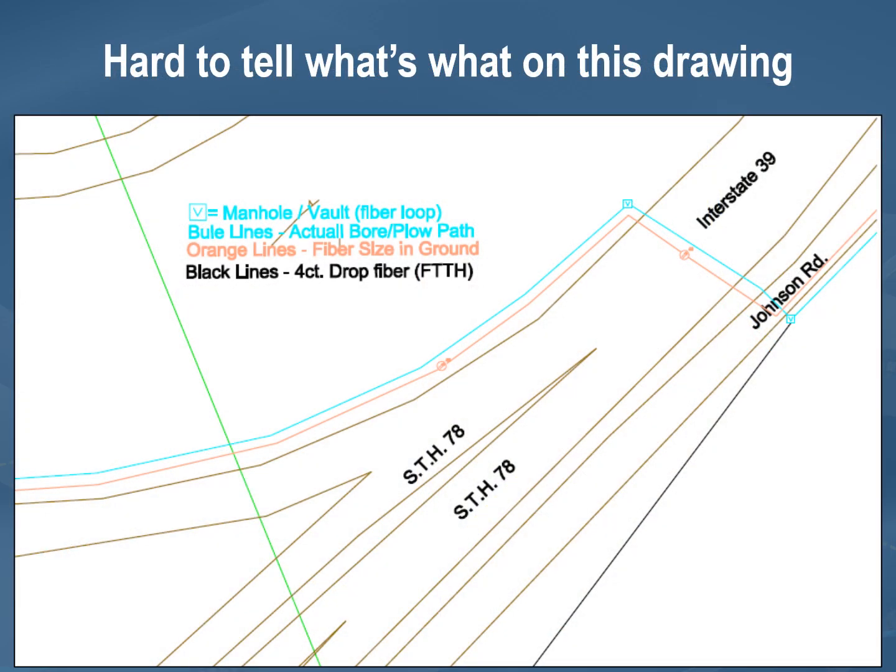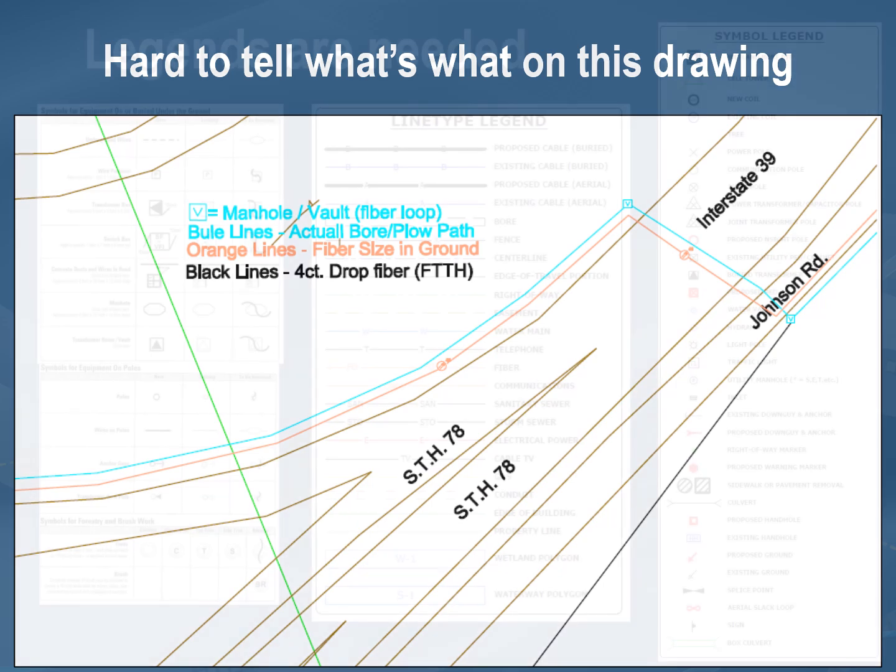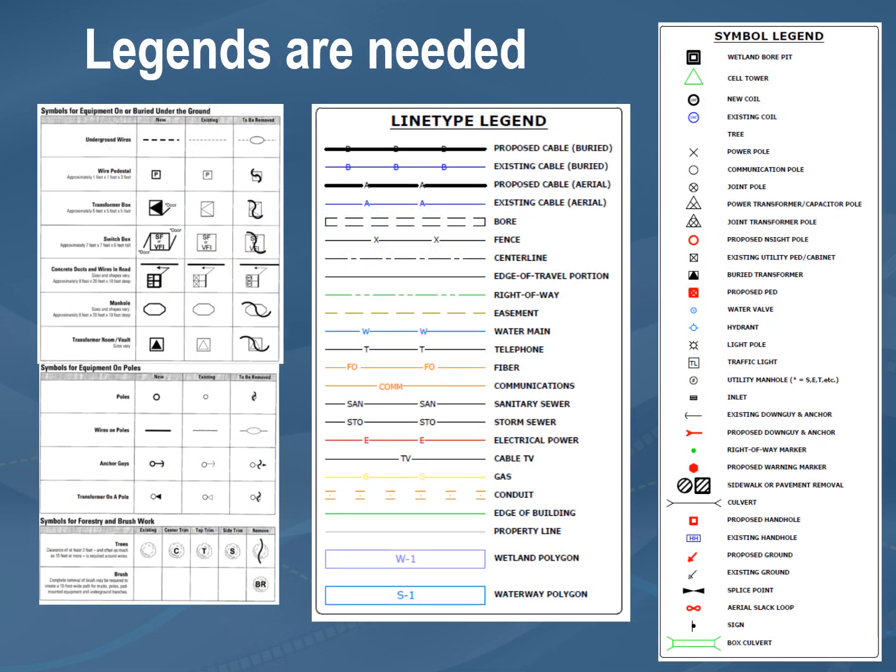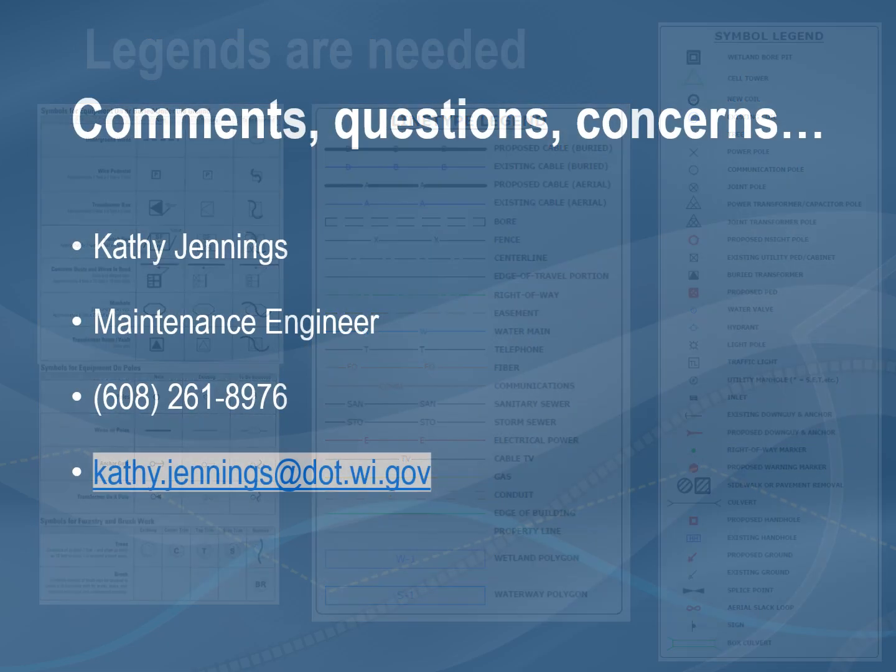Like I said, it's really helpful to have that aerial underneath so we can see what's going on and where we are. Legends are always helpful too to have on your maps and plans.